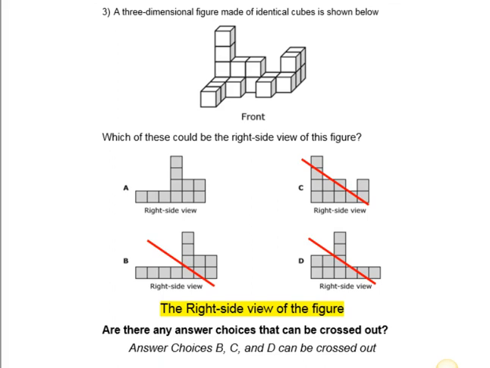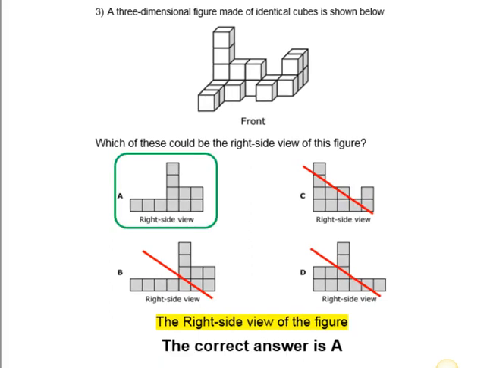Okay, so B, C, and D can be crossed out. So our answer choice is A. Let's move to question number 4.